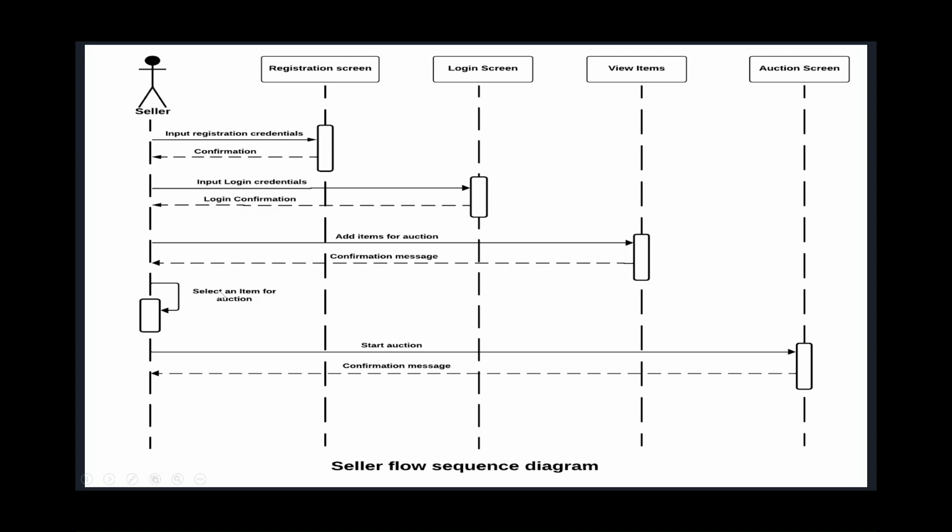The user can select an item for auction and start the auction, and the system returns with a confirmation message. And that's what I prepared for my presentation, and the rest of my team will continue after this.